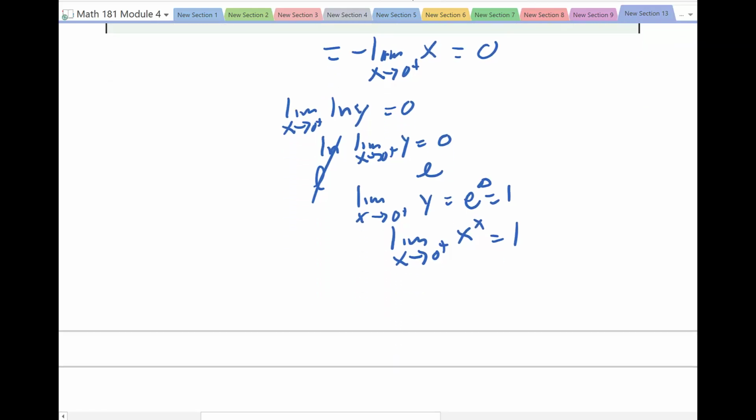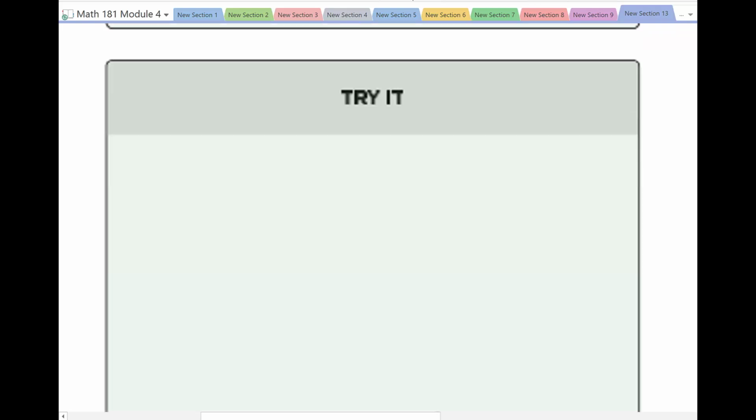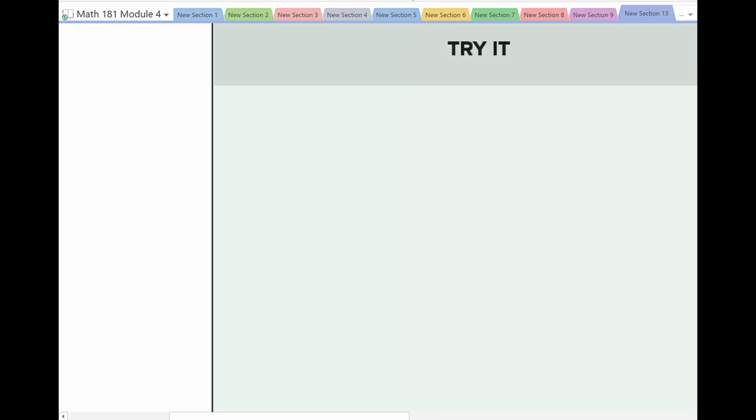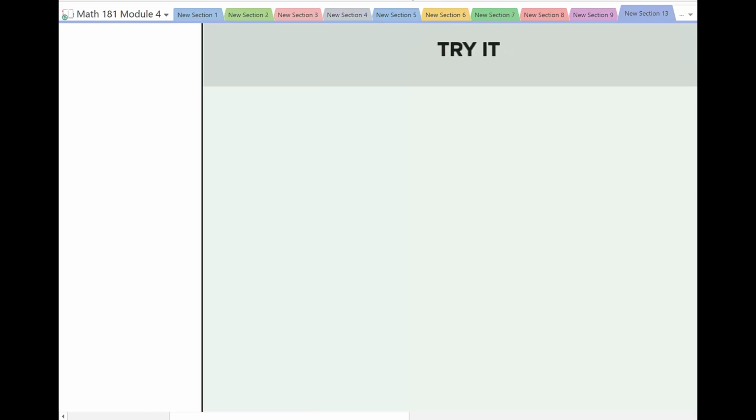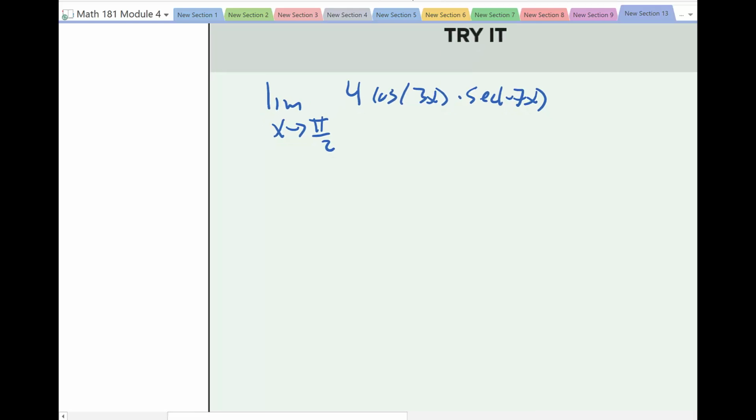Okay, we have one more to do. This one didn't print, so I'll write it out. It says we have the limit as x goes to pi over 2 of 4 cosine of 3x times secant of negative 7x. Now, those of you who've had me in trigonometry, or anyone else in trigonometry that's done it, probably want to combine those, but we're not going to do that.